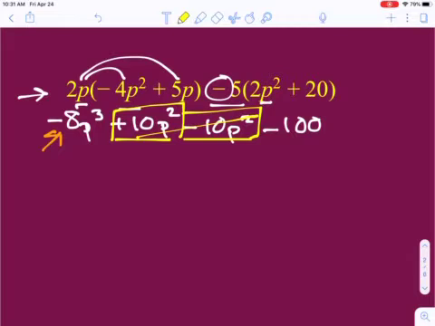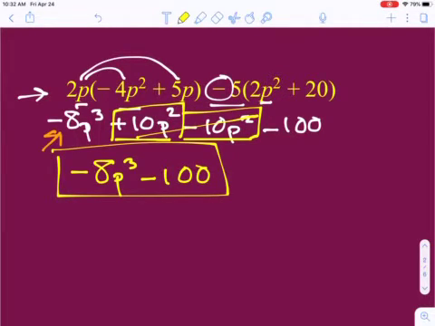All right, so those go away, and then you're just left with that negative 100 on the end and nothing to combine it with. So my simplified polynomial is going to be negative 8p cubed minus 100, and there's obviously nothing you can do with that to simplify it more, because remember, you can only combine like terms where they have the same variable and the variable has the same degree or exponent to it, okay?